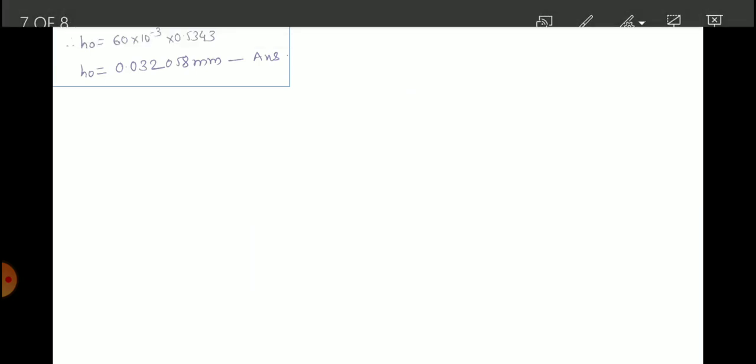So H0 will be equal to C, that is, C is 0.6360 into 10 raised to minus 3, into 0.5343. So H0 is equal to 0.03205 mm, or I can say H0 is equal to 32.058 microns.